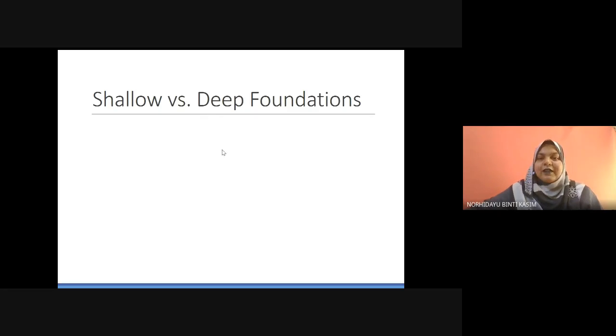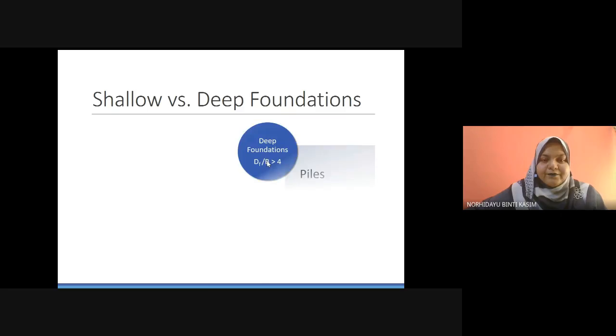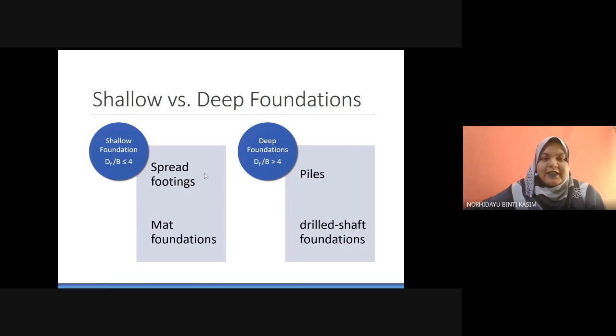So shallow foundation versus deep foundation. So this is the difference, how we indicate the foundation, whether it's shallow foundation or deep foundation. The shallow foundation is Df over B less than 4. The example of shallow foundation is the spread footing, or pad footing. Mat foundation is a shallow foundation.